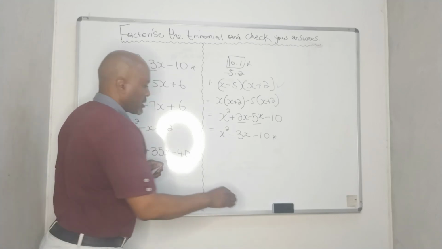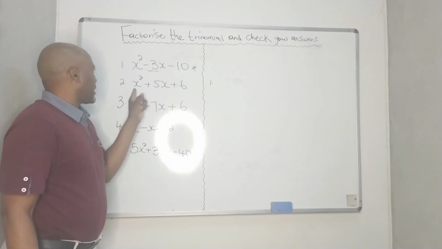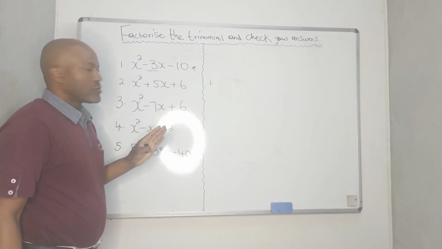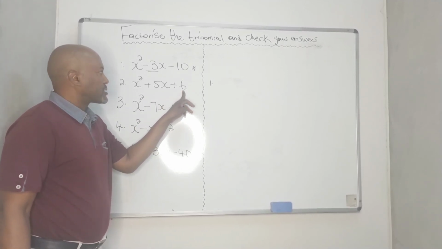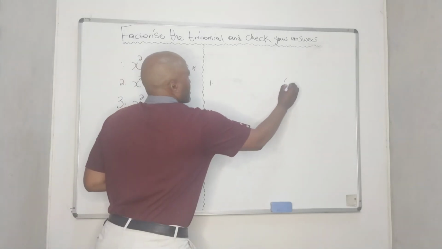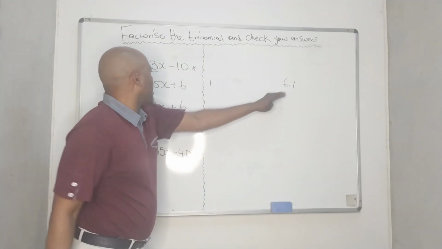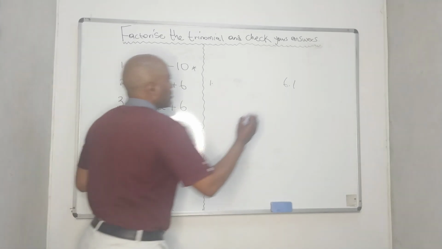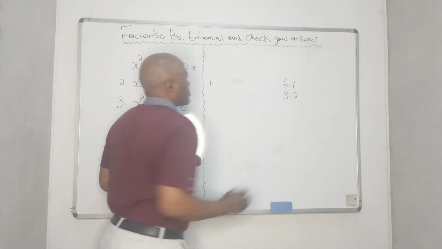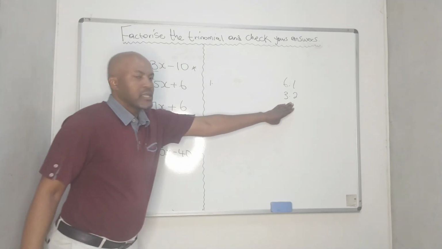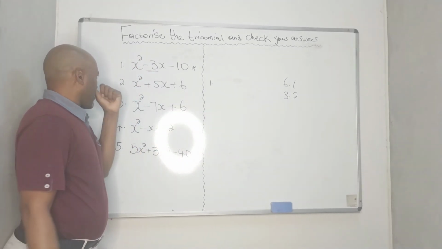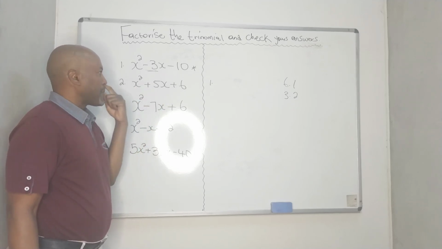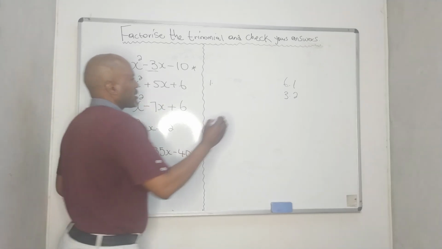We go to number 2. x squared plus 5x plus 6. As I've said, you just list the factors of 6. You've got 6 and 1. And those factors should give you the middle term, which is 5x. What do we have again? We've got 3 and 2. When you multiply the 2, you get 6, right? But now, we need to deal with the middle term, right? Let's check 6 and 1.